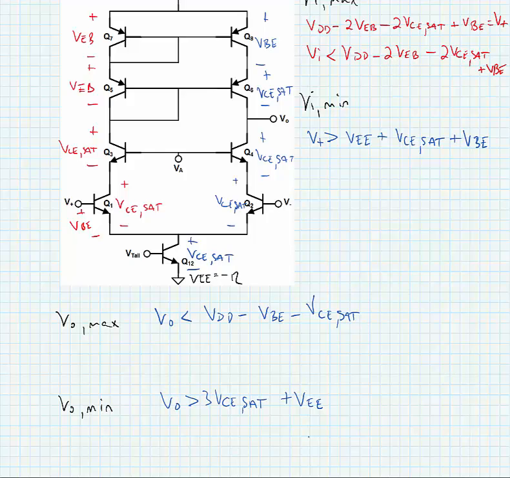Now, if we compare this to a simple non-cascoded amplifier, these limits are much larger than the non-cascoded amplifier, and hence the voltage swing is less. In the next lecture, we're going to look at using a folded cascode in order to minimize the impact of voltage swing on our amplifiers.